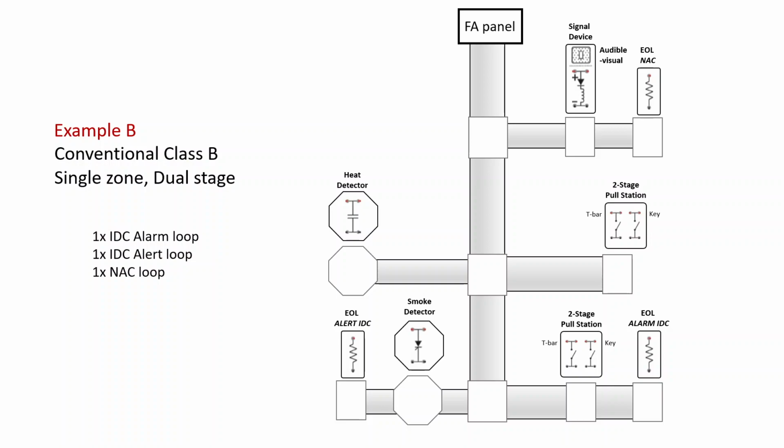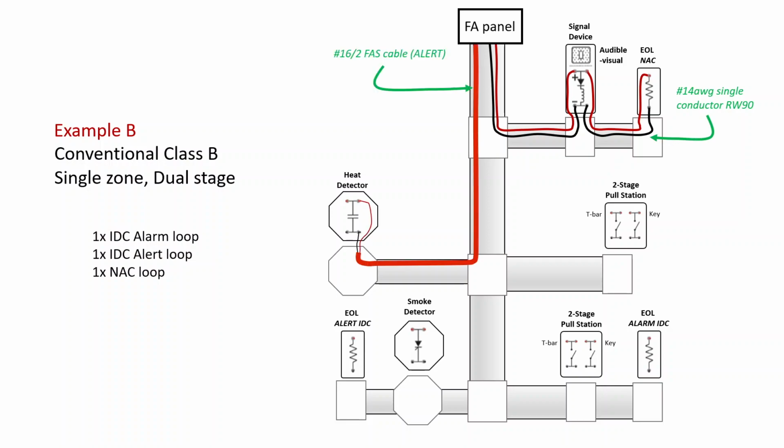So let's start with the NAC loop, which again is just a single device, and it ends at an end-of-line resistor because it's Class B. So single conductors, 14 gauge RW90 pulled into conduit. Now the remainder of the circuit is going to be done with two conductor FAS cable. The first one I'm going to take all the way down to my heat detector. This is going to start off my alert loop.